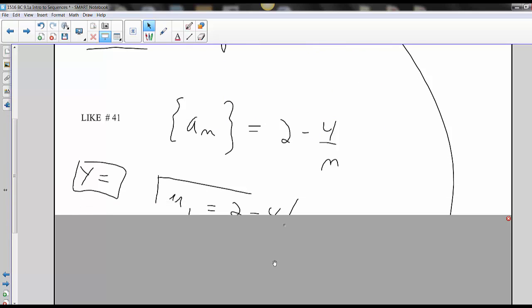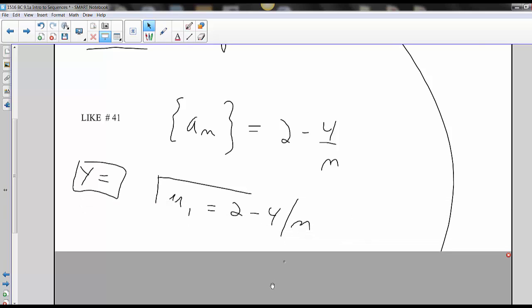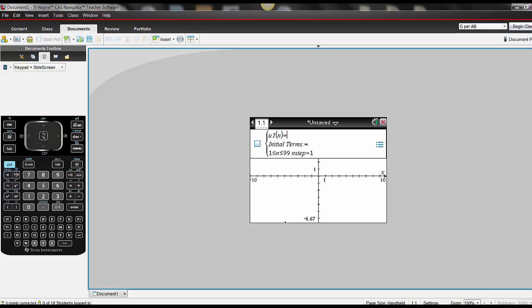I'm going to take, this is like number 41, 2 minus 4 over n. So the first thing you'll notice about the screen is it's not f of x, it's u1 of n. Okay, so you have to express it in terms of n. The reason it gives you initial terms is because if you have a recursive sequence, you'd have to tell it what the first term is. And by the way, you can only have one term. You can't do two different terms.